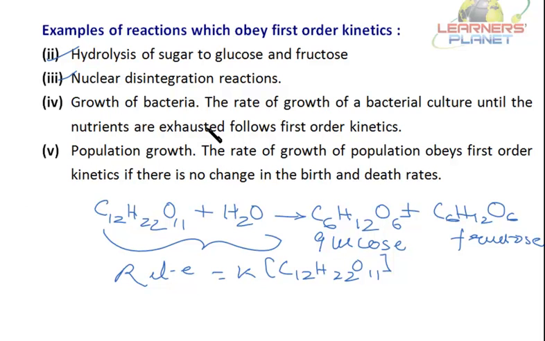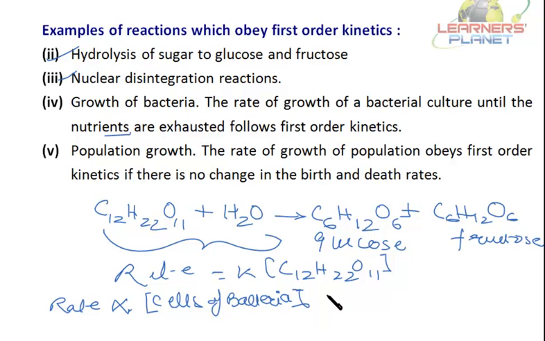Next is the growth of bacteria. That is, the rate of growth of a bacterial culture until the nutrients are exhausted follows first order kinetics. That is, the rate of growth of bacteria is proportional to how many cells are there? The cells of bacteria. Right? Until the nutrients are exhausted. Once the nutrients are exhausted, obviously bacteria can't grow.